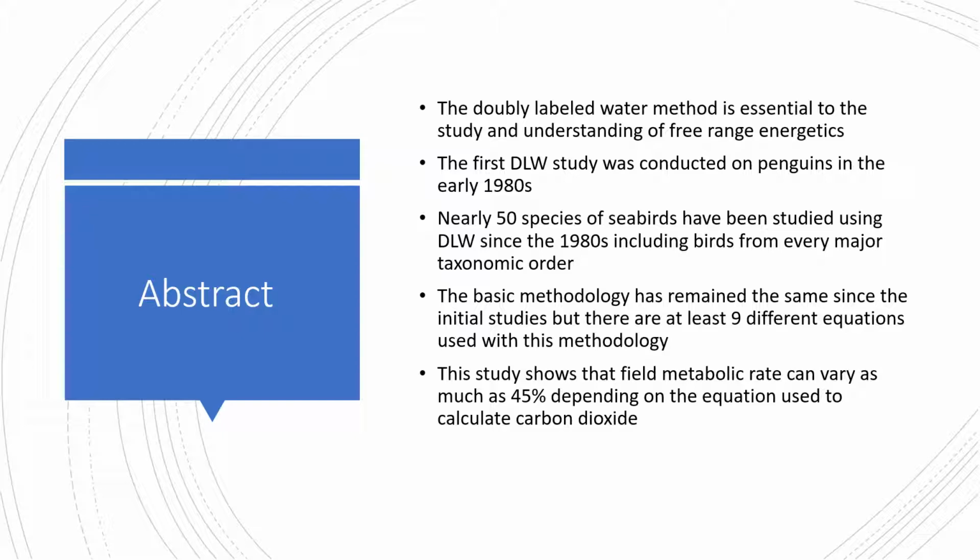and this paper will take a look at these different equations and compare them and show how there might be some discrepancies in using these different equations depending on the situation and the study they're being used in. In fact, this paper shows that in some cases there can be a variation of 45% in that field metabolic rate, which in turn is used to calculate the carbon dioxide output of the animals.